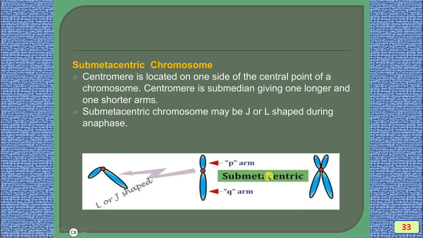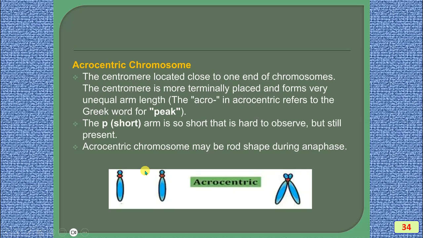And submetacentric means the centromere is located to one side of the central part of the chromosome. Then the centromere is submedian, giving one longer and one shorter arm. A submetacentric chromosome may be J or L shaped. Here you can see that they are J or L shaped, or inverted L shaped also. Then acrocentric, where the centromere is located close to the end of the chromosome.